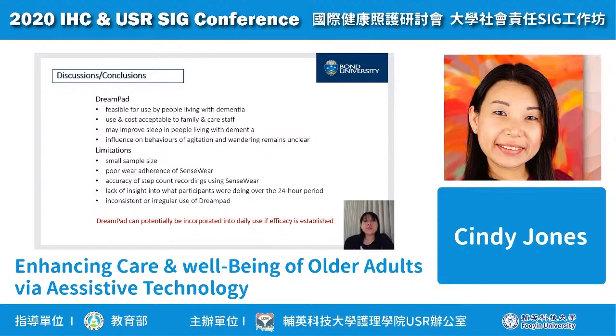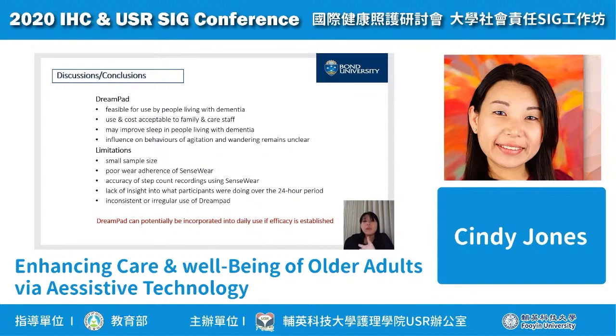We also asked care staff to write on the checklist any issues or concerns relating to sleep, wandering, and agitation behavior, but we still don't have insight into what participants were doing over the 24 hours where they were meant to wear the SenseWare. So a lot of key information relating to the data collection period was not actually collected, which could have provided us with further insight. And there was also inconsistent and irregular use of DreamPad that has to be taken into consideration.